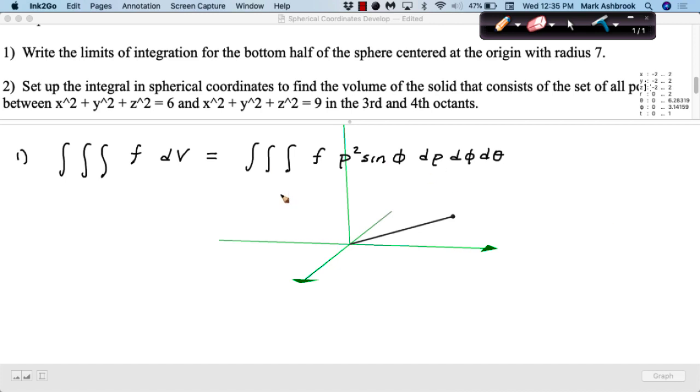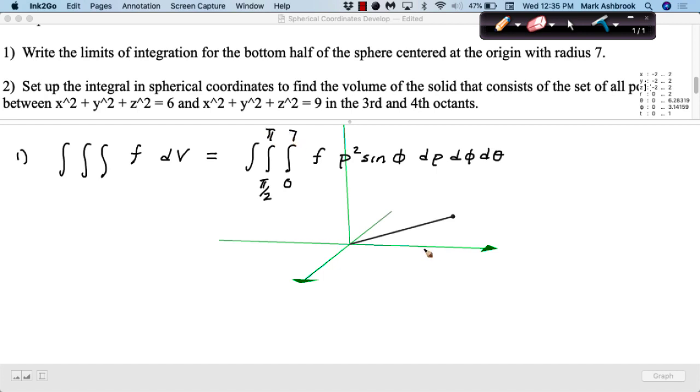0 to 7. And d phi will be? So it's the bottom half of the sphere, which will start at the xy plane and go down from there. So our angles phi would be? Pi over 2 to pi.